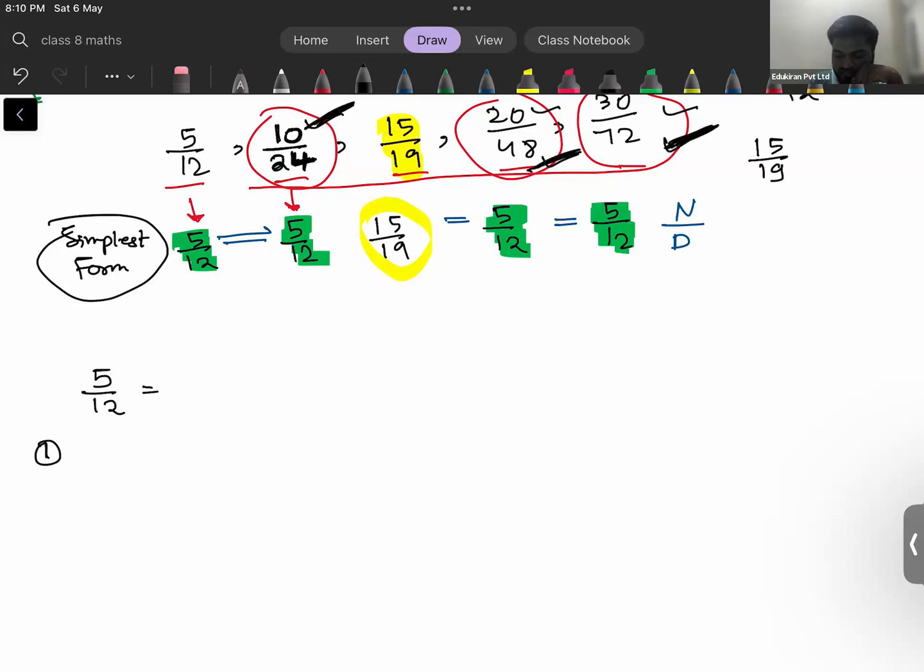It has to be different. Okay, 15 upon 36. Okay, 25 upon 60. And 30 upon 72. That we have already taken.